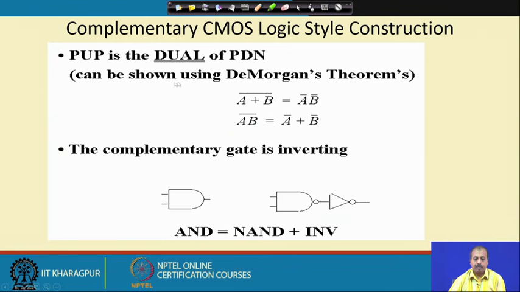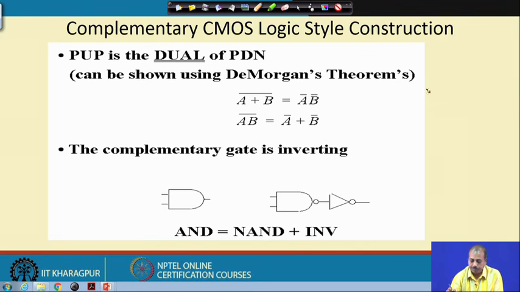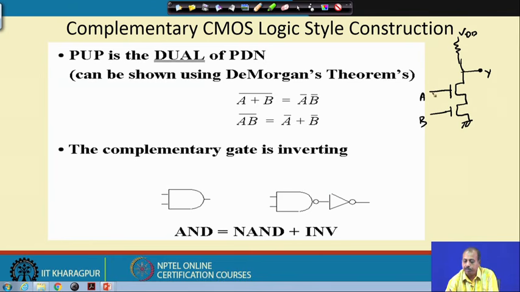Suppose the pull up network is the dual of the pull down network. For example, if I have connected two nMOS transistors like this, A and B, I am not drawing the pull up network, I am just assuming that there is some resistance here, and from here I have taken it to some output y, and this is connected to VDD. Then when A and B are both equal to 1, only then do you get a 0. Either of them being equal to 0, the output will be equal to 1.